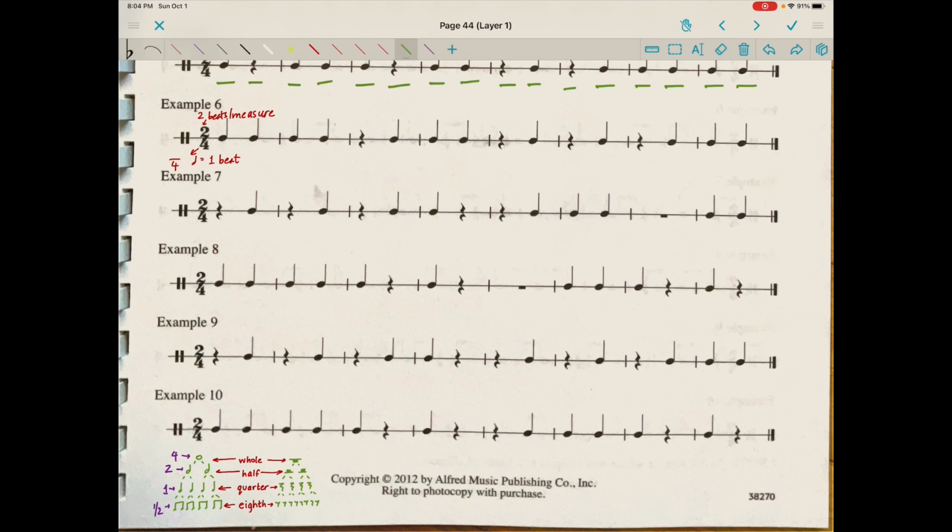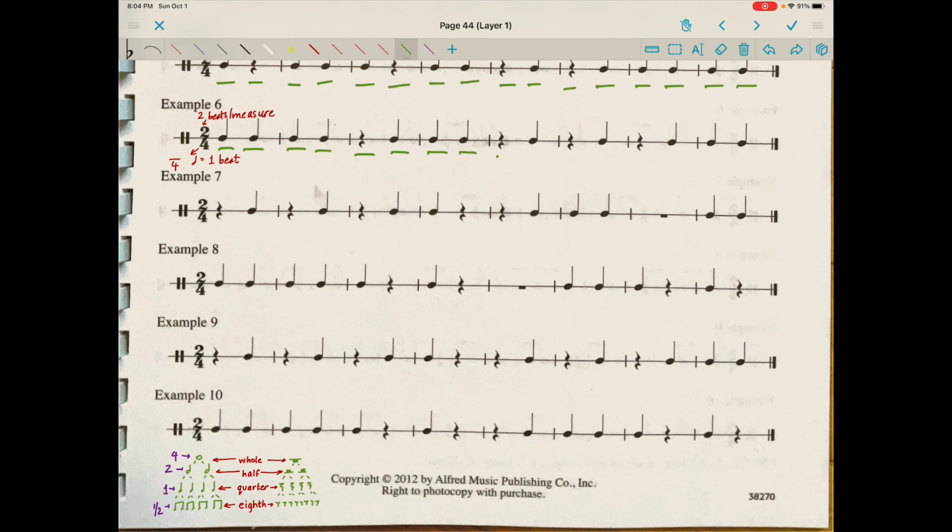Let's set the metronome at 80 and either clap the beat or tap your foot or march to the beat. 1, 2, ready, clap. 1, 2, ready, speak. Do, do, do, do.